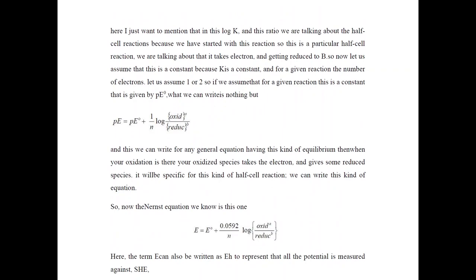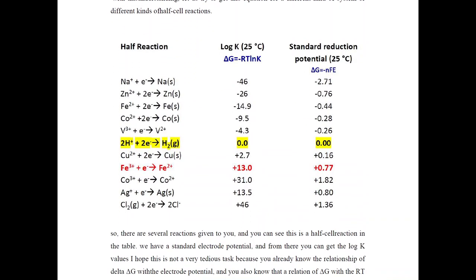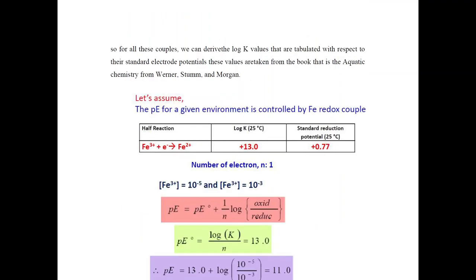Going further, talking about the half reaction and the standard reaction potential, you can see for sodium it is minus 2.71, for zinc it is minus 0.76, for iron it is minus 0.44, for cobalt it is minus 0.28, and for hydrogen we already consider it as zero.